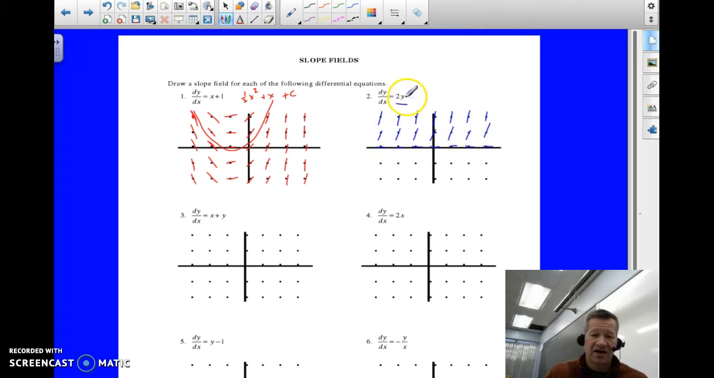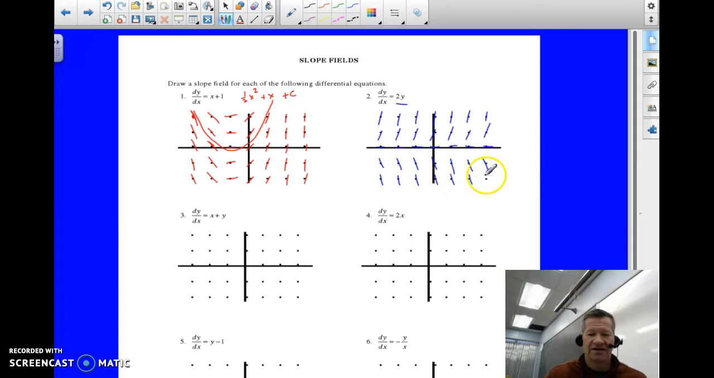Now y is negative 1, 2 times negative 1 is negative 2. So negative 2 all the way across, and then the bottom row, y is negative 2, 2 times negative 2 would be negative 4, so these will be really steep. And there's your equation there.